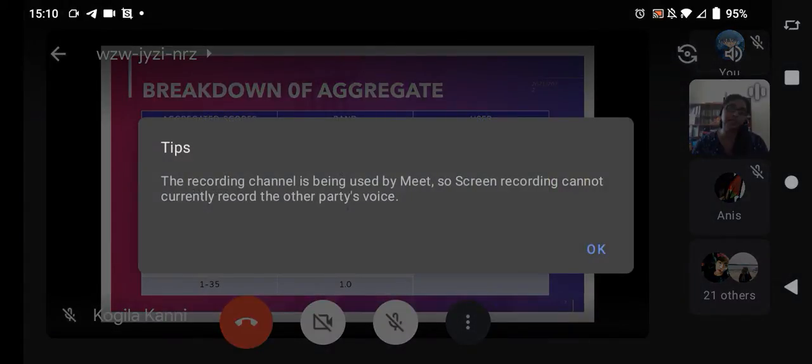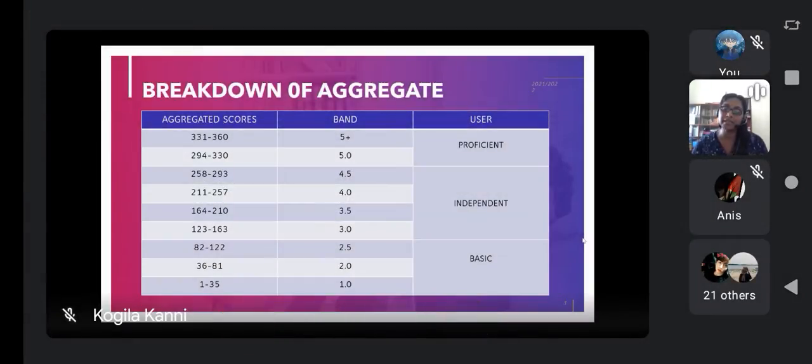From 294 to 360, which makes you a proficient user of the language. So it will put you under the category of a good proficiency of English, right? But if your score is from 123 to 293, you are categorized under independent user.